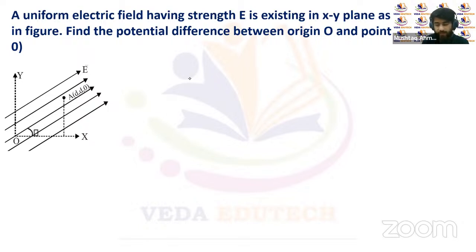We know that the electric field as a function of potential is E equal to minus dV over dr, or we can write this as dV equal to minus E dr.